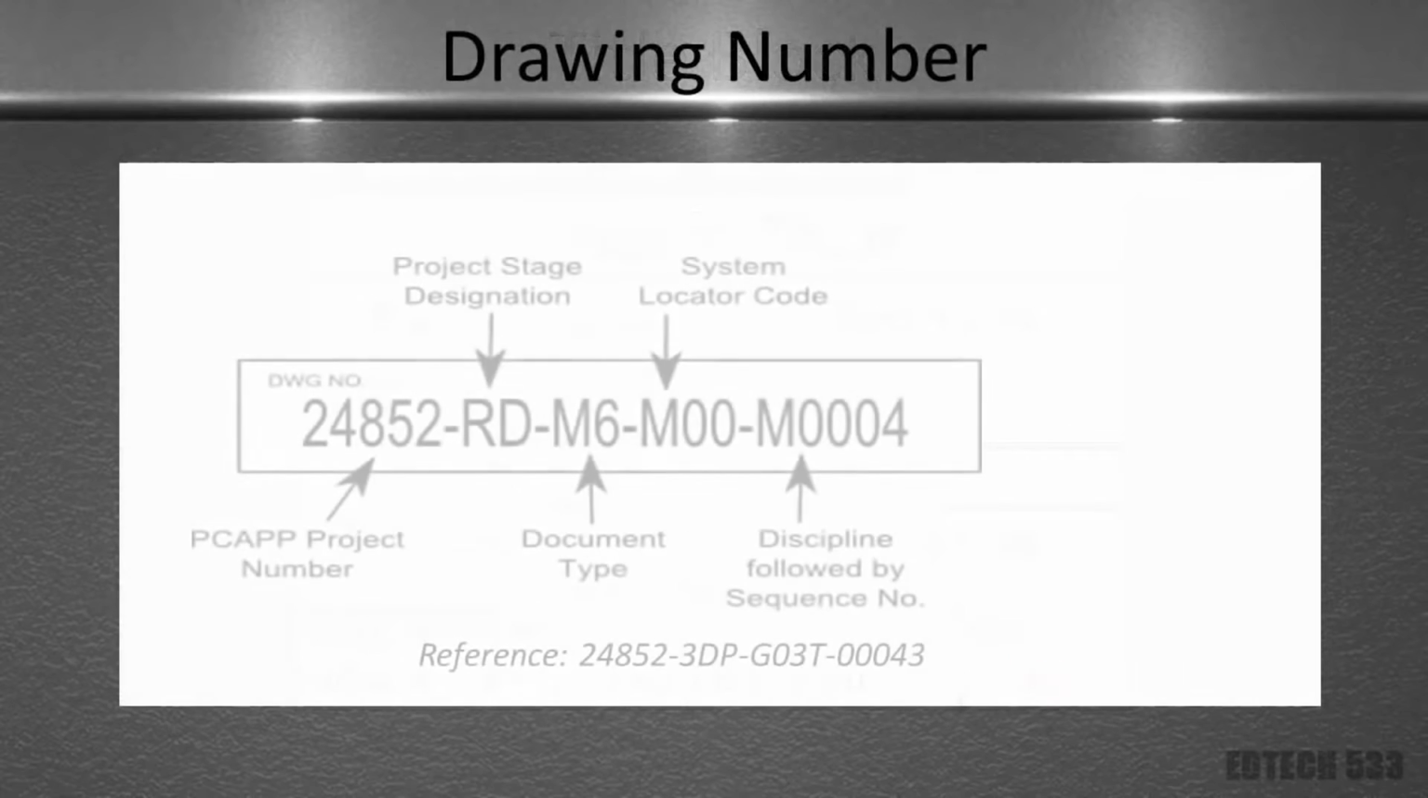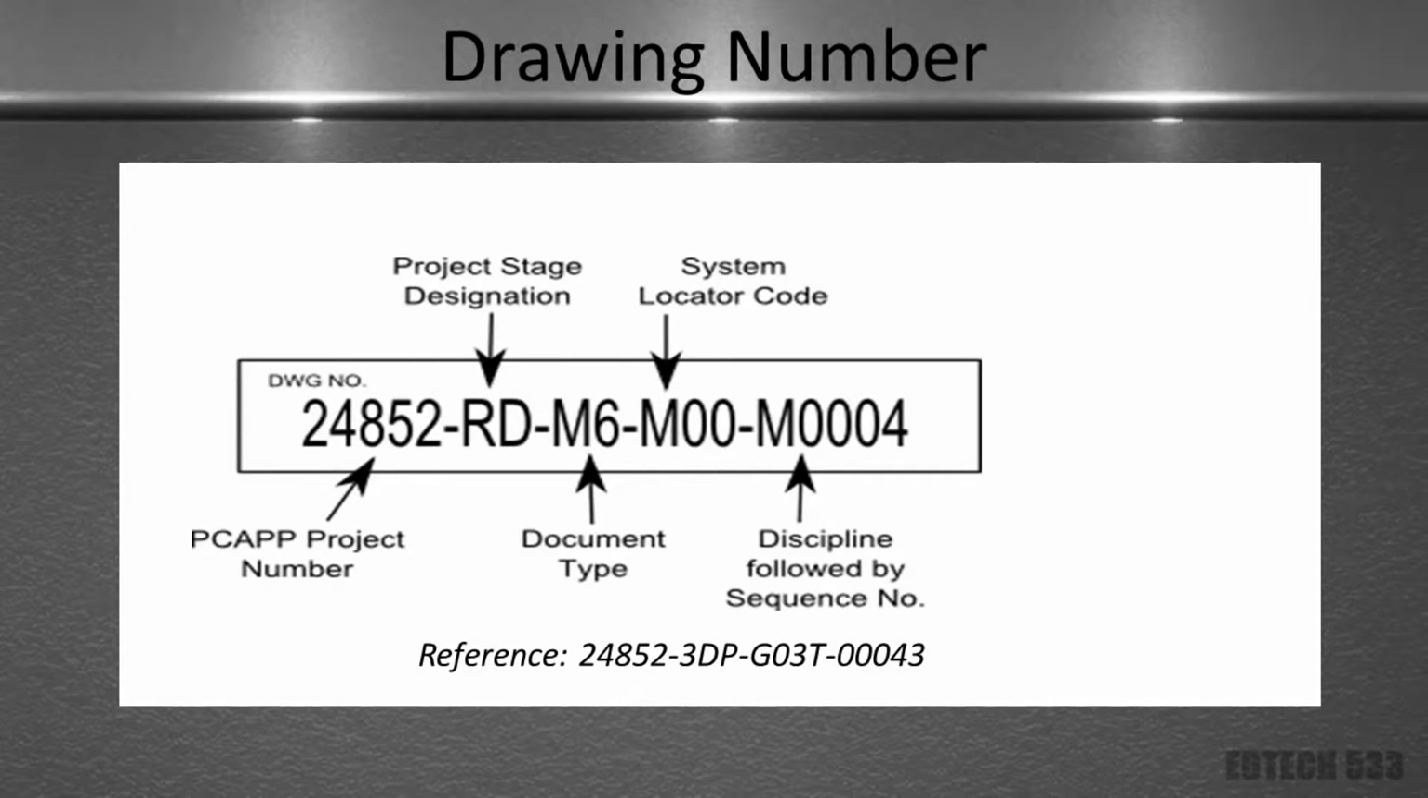So with the title block, let's take a look at the drawing number. Here we have a drawing number, and it is broken down into several parts. The first part of it is the project number. For PCAPP, it is 24852. That is the number that represents our project versus any other project out there. The next block tells us what design stage we're at. For this project, we are now at the RD stage, or redesign stage.